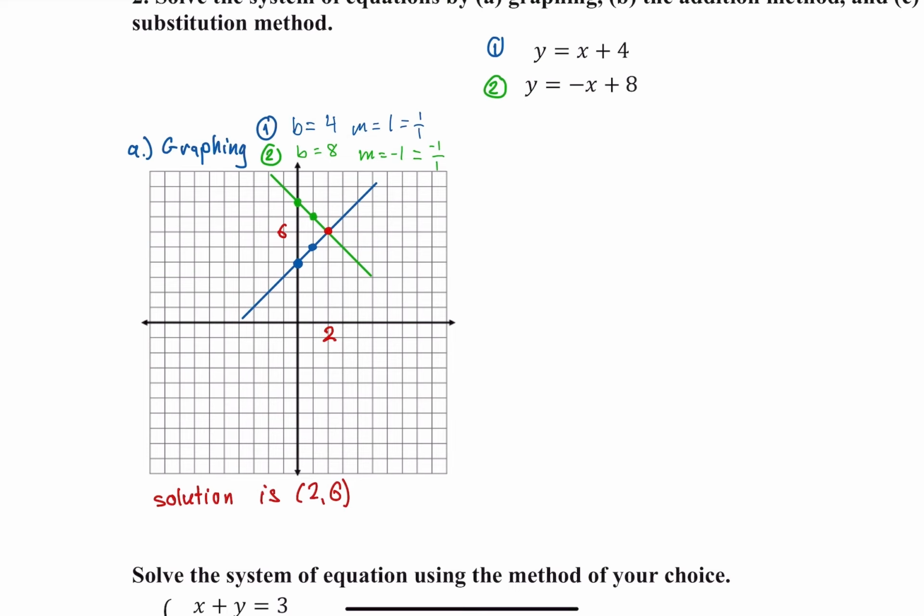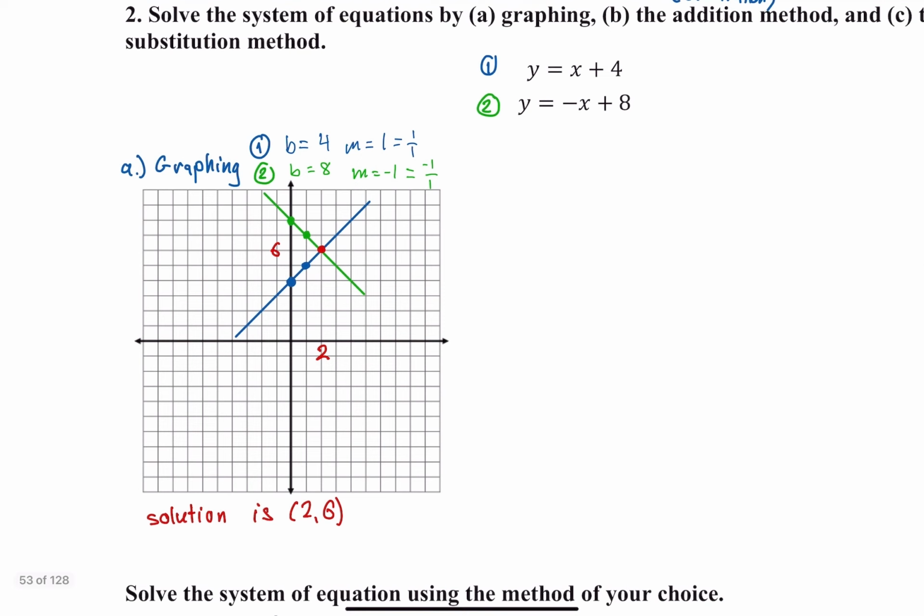Don't look back. Does anyone remember the word we would use to describe this system? Consistent, yeah. It is indeed a consistent system. So that is the graphing method. Any questions there? Okay. The next method is the addition method.